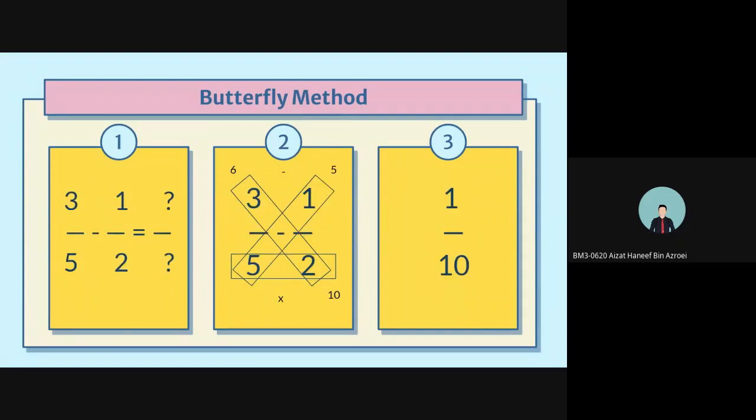Okay, we give another example, 3/5 minus 1/2. Then 3 times 2 becomes 6 and 5 times 1 becomes 5. And the below part is 5 times 2, which becomes 10. And 6 minus 5 is 1. And the denominator is 10. So the answer will be 1/10.